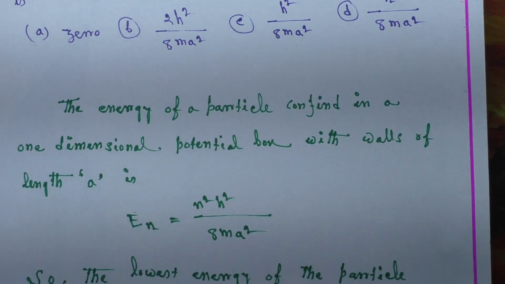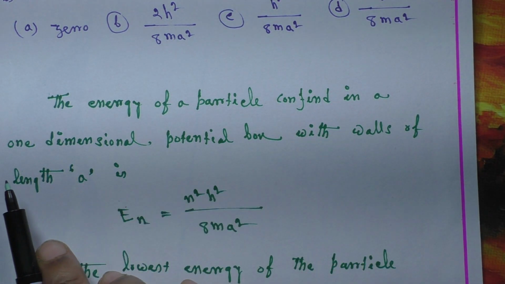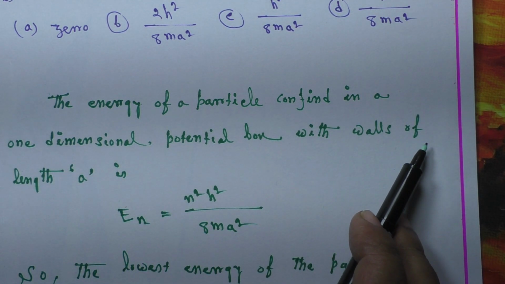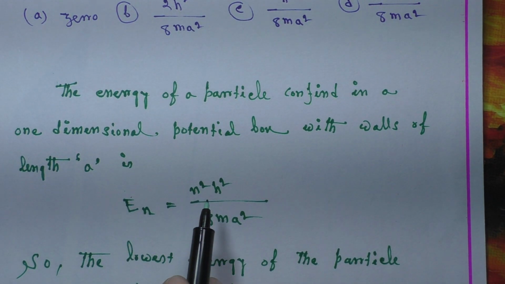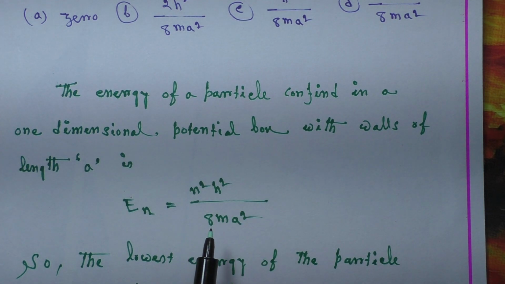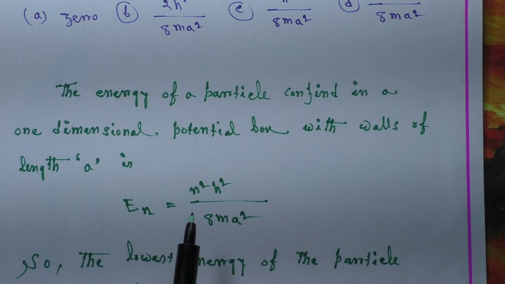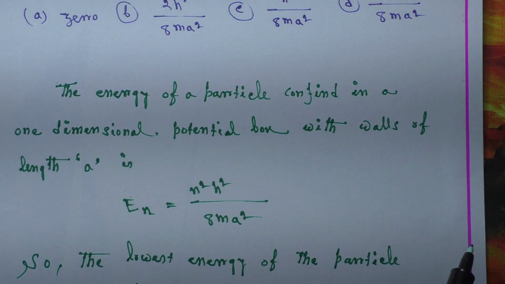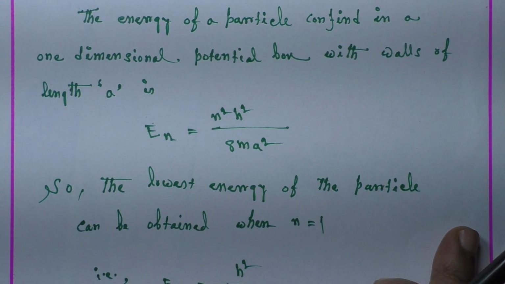Let us see. The energy of a particle confined in a one dimensional potential box with walls of length A is E n equal to n square h square by 8m square. This is the expression of energy of a particle which is confined in a box of side A, and we have to calculate the lowest energy.